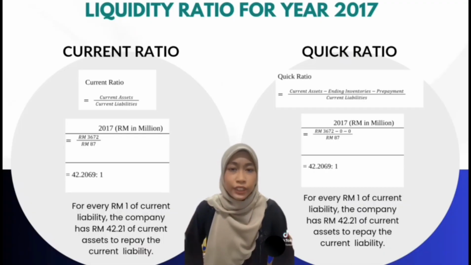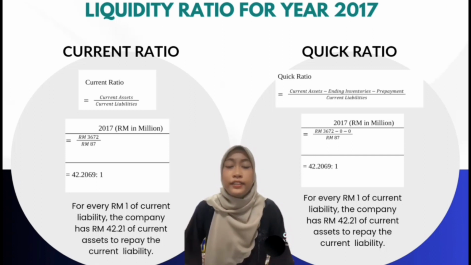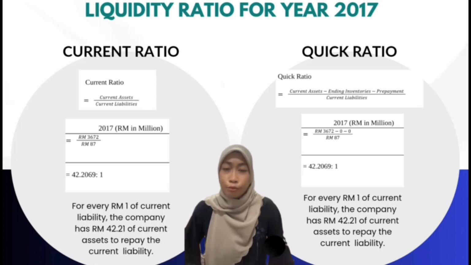For 2017, the current ratio equals 42.21, where the current asset is 3,672 million divided by current liability 87 million. We can interpret that for every 1 ringgit of their current liability, the company has 42.21 of their current asset to repay the current liability. Next, for the quick ratio, the ratio is the same as the current ratio because in that year, the company did not have any prepayment or ending inventory to deduct from the financial statements.